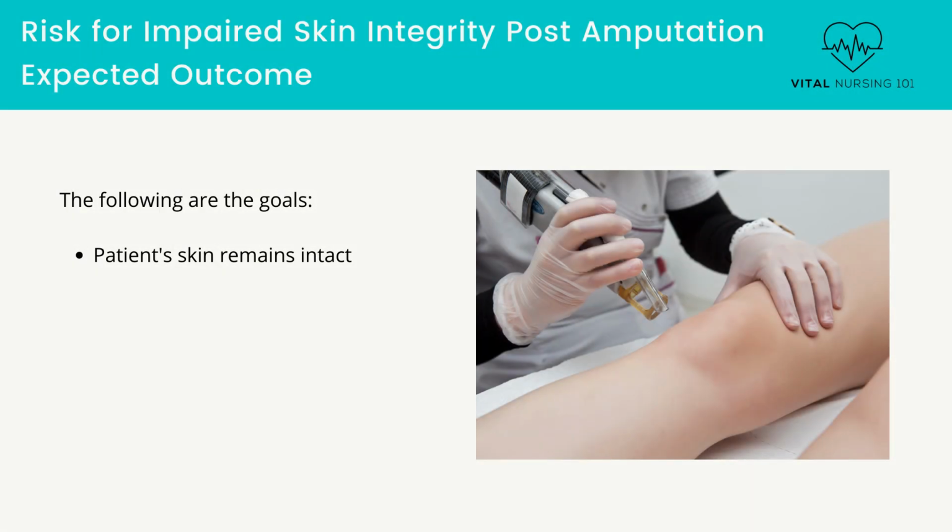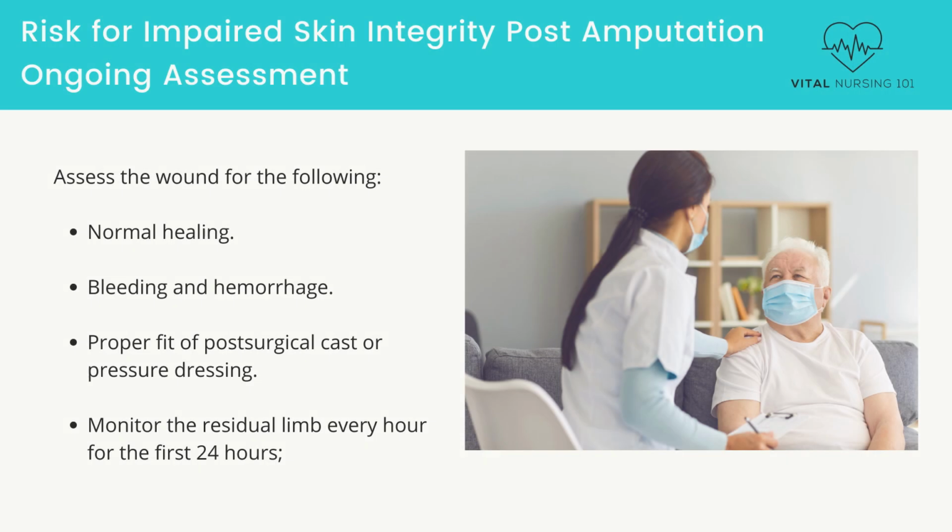What is our goal for the patient? The following are the goals. Patient's skin remains intact as evidenced by healing of incision, no redness over bony prominences, and a properly fitting prosthesis. Ongoing assessments. The ongoing assessments for risk for impaired skin integrity post-amputation are the following. Assess the wound for the following.